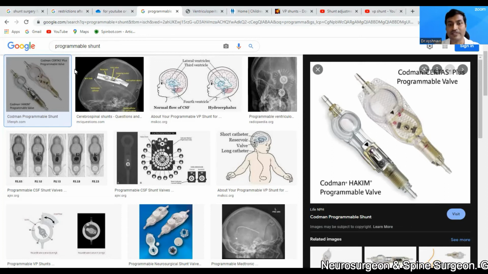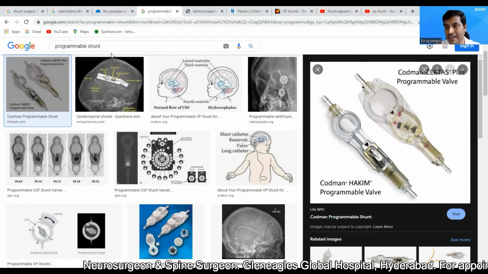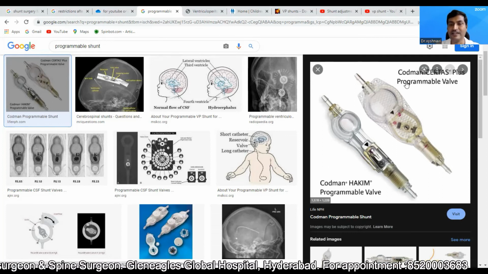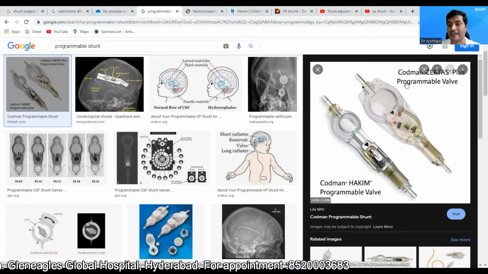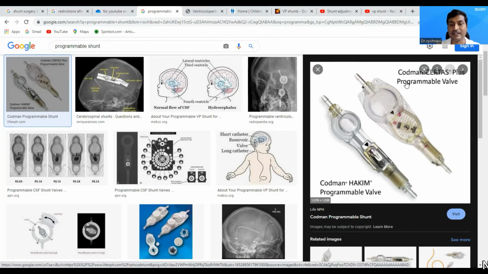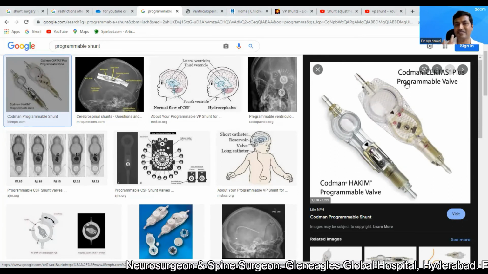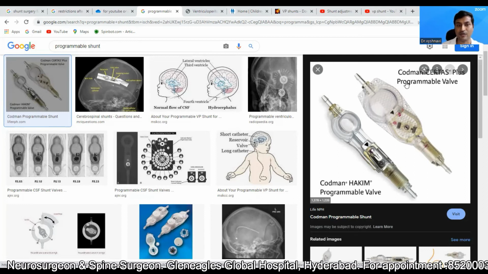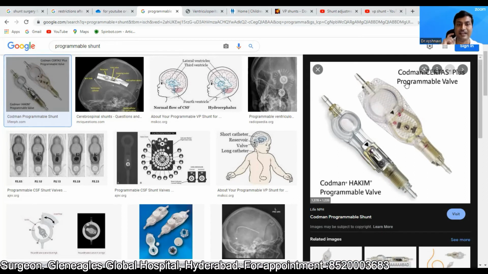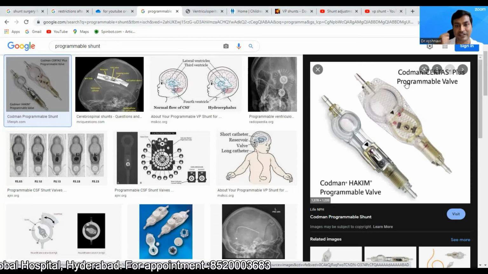So what is the role of this valve? These are known as the programmable valve. Most commonly put valves are known as the non-programmable valve or a fixed pressure valve. So what is a fixed pressure valve? In the majority of the population, the intracranial pressure is within a narrow range. So these fixed pressure valves ensure that our intracranial pressure is within this narrow range.